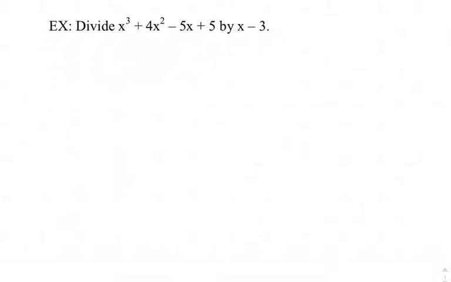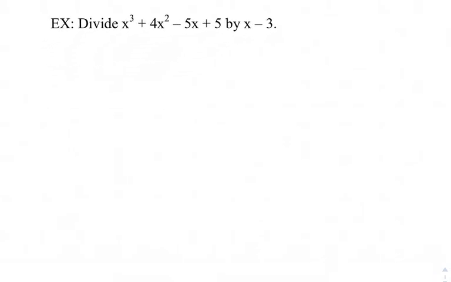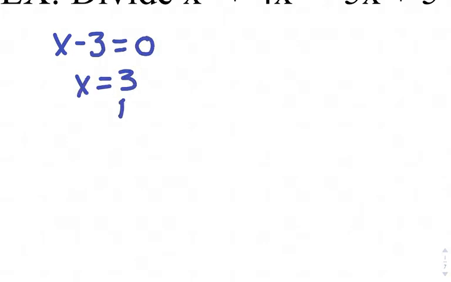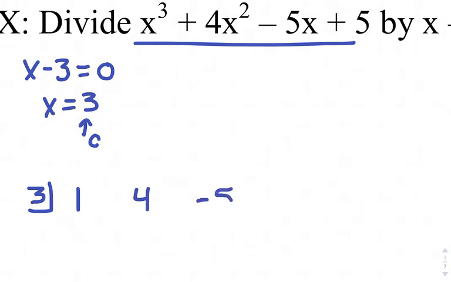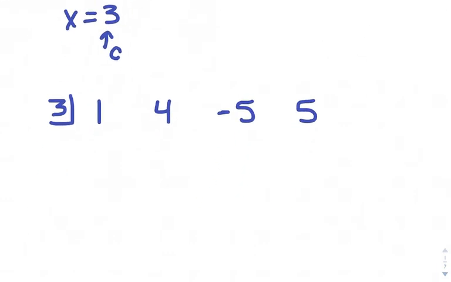So taking a look at this first example, it says divide x cubed plus 4x squared minus 5x plus 5 by x minus 3. Well, x minus 3 is a factor, so I know it equals 0. So x equals 3. So that is my c value. So to set this up, it's going to be 3. Then I have to look at my coefficients in here. So I have 1, 4, -5, and 5.